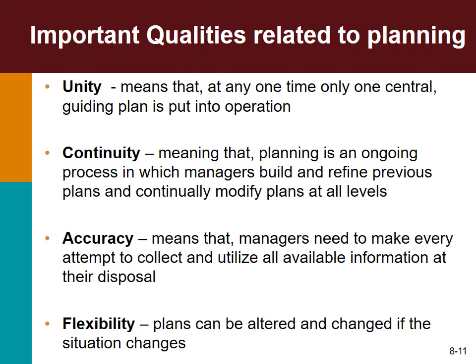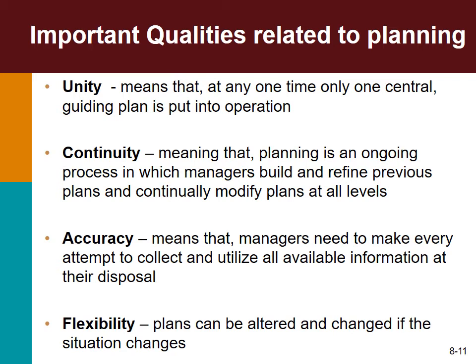The second important quality related to planning is continuity, which means that planning is an ongoing process in which managers build and refine previous plans and continually modify the plan at all levels. Planning is not a one-time activity. It's an ongoing process. Managers build plans and refine these plans, and then they modify the plan, and then they plan again. It's a continuous process.